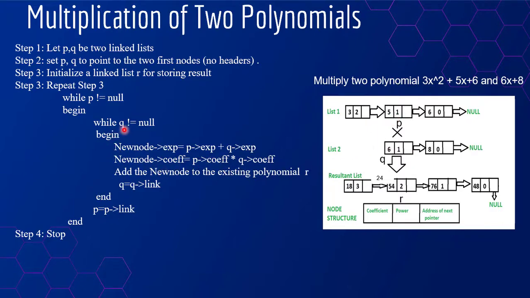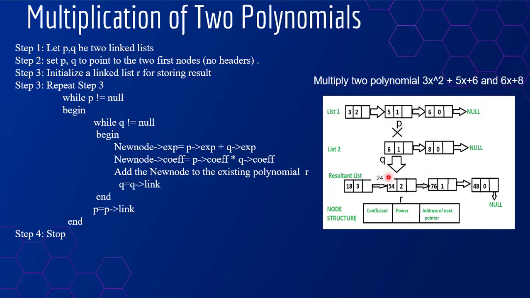So here, while Q is not null, Q is not null. So now what are we going to do? The new node exponent is nothing but the sum of these two exponents, P2 exponent and Q2 exponent. 1 plus 1 is 2. And the new node coefficient is P2 coefficient into Q2 coefficient. P2 coefficient is 5 and Q2 coefficient is 6. 5 sixes are 30. So you have 30 and exponent is 2. Now this new node has to be added to the previous linked list.